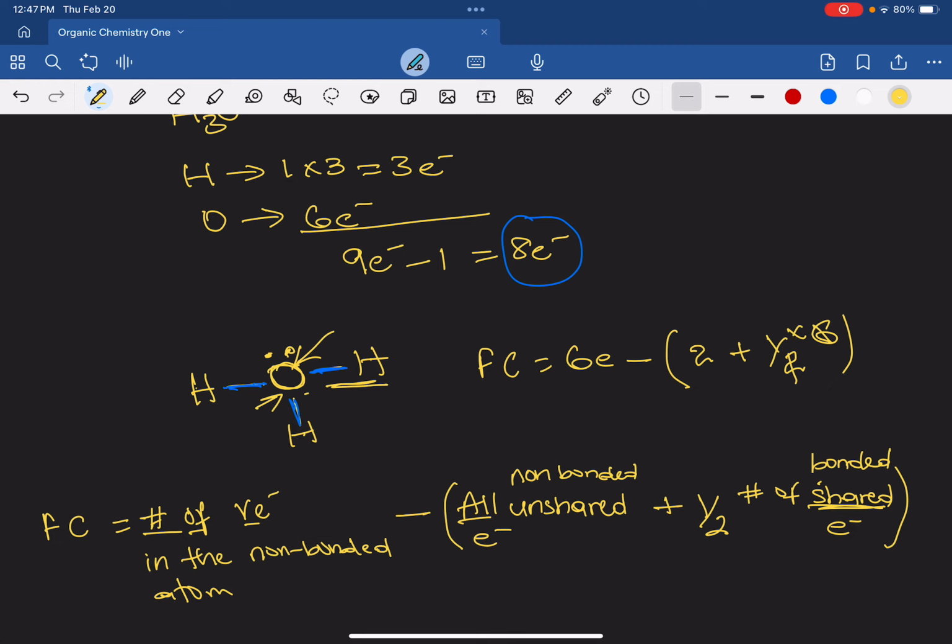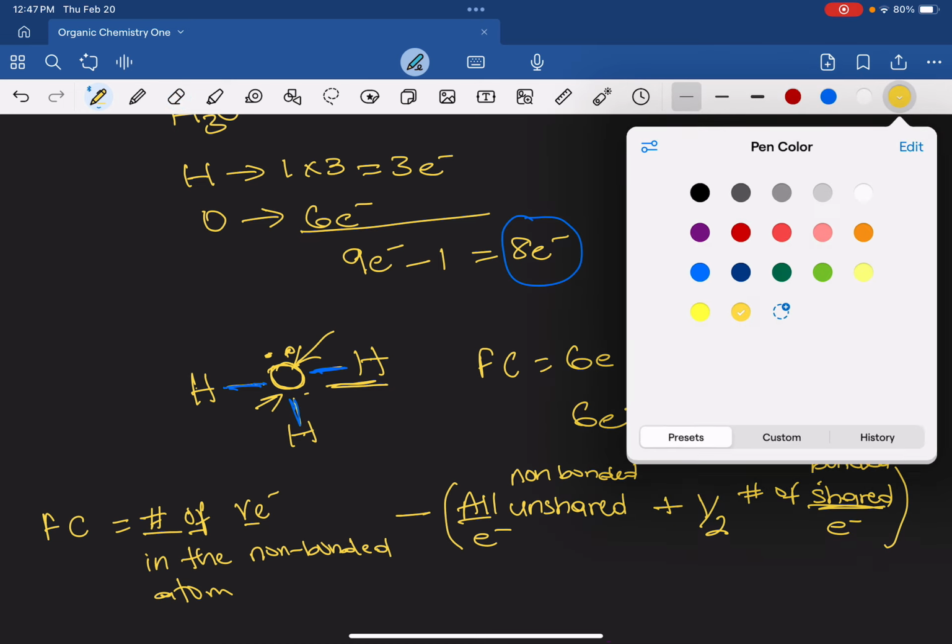So half of 6 is 3. So 6 electrons minus 2 plus 3. I need one minus here. Let's take one of these out. Get my eraser. Here you go. All right.